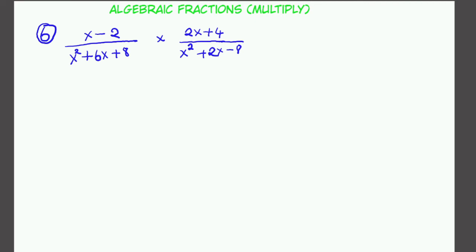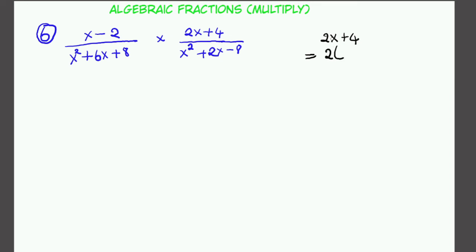Number 6. x minus 2 over x squared plus 6x plus 8 multiplying 2x plus 4 over x squared plus 2x minus 8. Looking at it, we already know there's a lot for us to factor, so let's get right into the factorization. Starting with 2x plus 4. What is a common factor for both the 2x and the 4? You're right, 2.